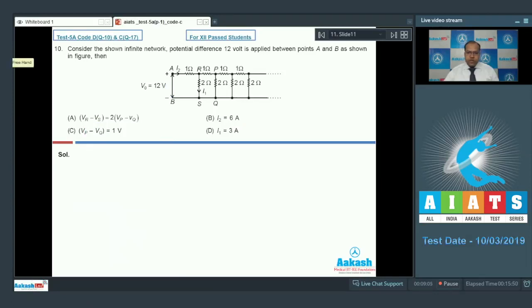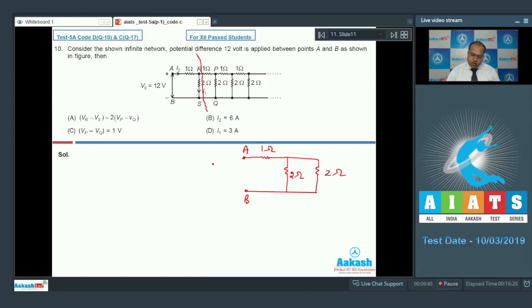So in this question, if I leave this first unit and find out the resistance of this infinite series, then it comes out to be 2 ohm. So in that case, if I make this arrangement in this way, this is 1 ohm, this is 2 ohm, and this infinite series resistance is 2 ohm, then this is my point A and this is my point B. Now the equivalent of these 2 ohms is 1 ohm, and 1 ohm and 1 ohm is in series, then it is 2 ohm.